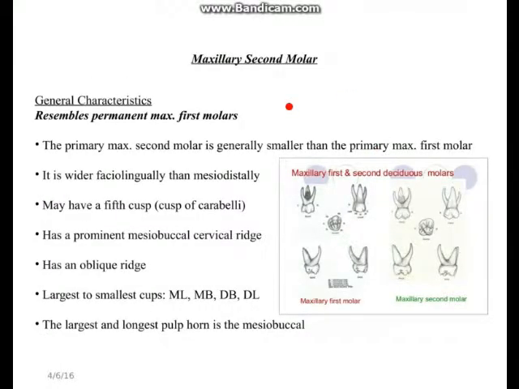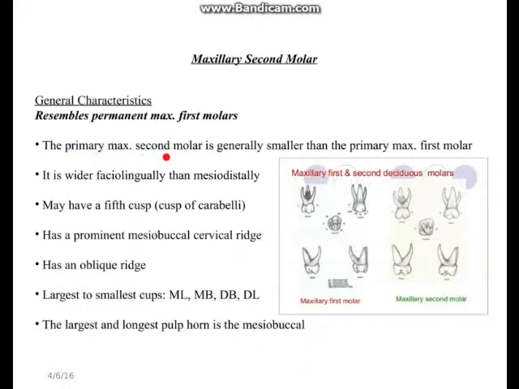Maxillary second molar. It resembles a permanent maxillary first molar. Nice! So if you guys remember anything about the maxillary first molar, the permanent one, it has an oblique ridge, it has a fifth cusp of Carabelli, all that good stuff. So the maxillary second molar resembles the permanent maxillary first molar. The primary maxillary first molar, we didn't say that it resembles anything, but you just got to remember those points. That it's the smallest primary molar, that it has an H-shaped occlusal pattern, all that good stuff.